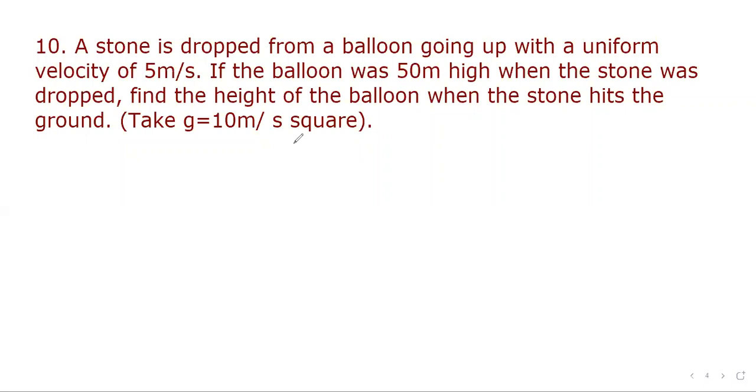Now, question number 10. A stone is dropped from a balloon going up with a uniform velocity of 5 meters per second. u equal to 5 meters per second, so we can write it as negative. Acceleration due to gravity will be downward, and we can write it as 10 meter per second square. The height from where it was dropped, h, is 50 meters. We have to find out the time when the stone touches the ground.